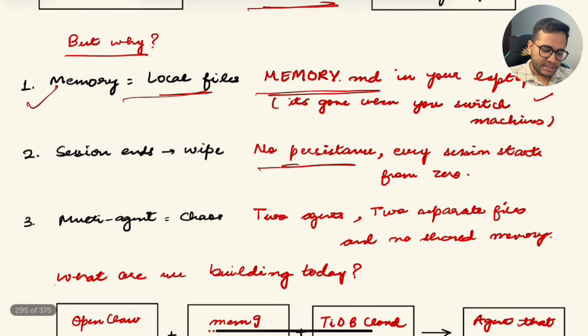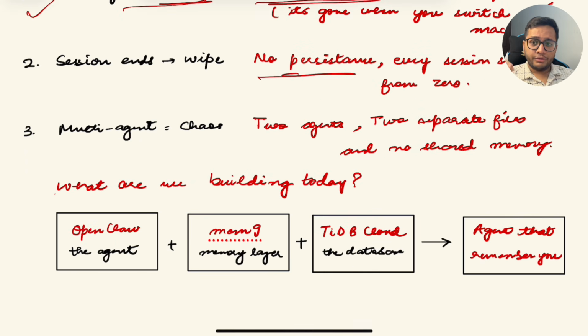And third is multi-agent chaos. If you have two different agents, they have two separate files, and they don't have context of what's happening. They don't have any shared memory. So we are going to solve that today.